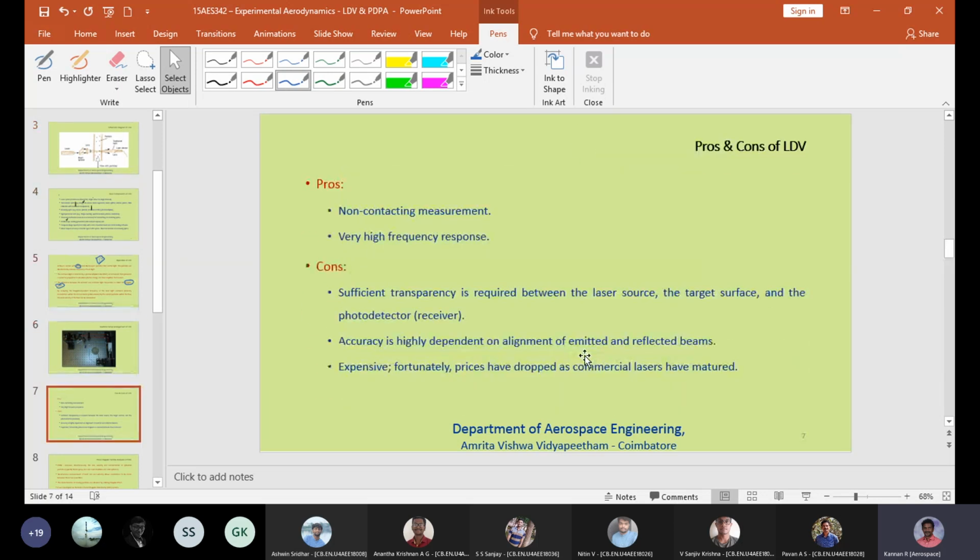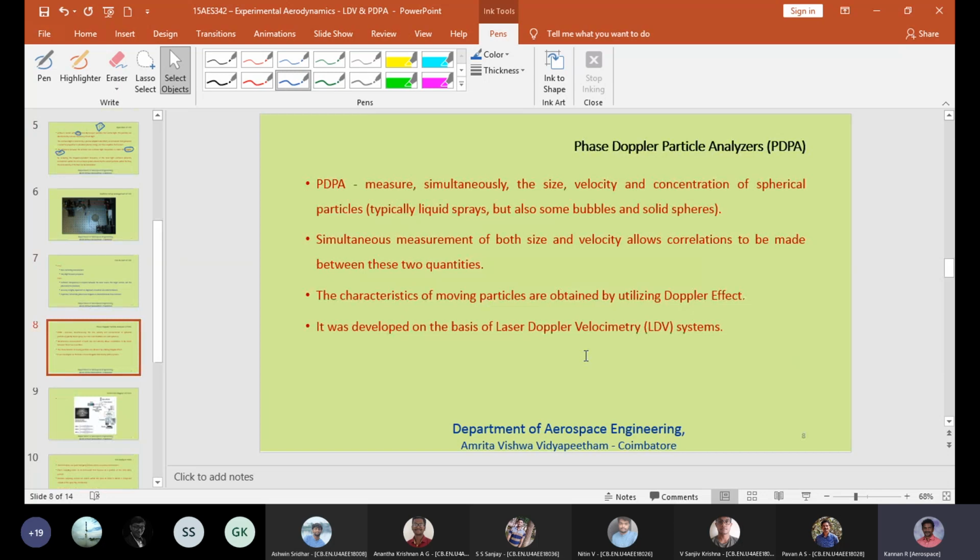The extended version of your LDV is what we call the phase Doppler particle analyzer, in short the PDPA. With the help of a PDPA, you can simultaneously measure both the size of the droplet, the velocity, and the concentration of the spherical particles in the particular geometry domain. Basically, it is applicable in the case of liquid sprays, and sometimes, if your fluid is dispersed with bubbles or solid spheres, there also you can use your PDPA.